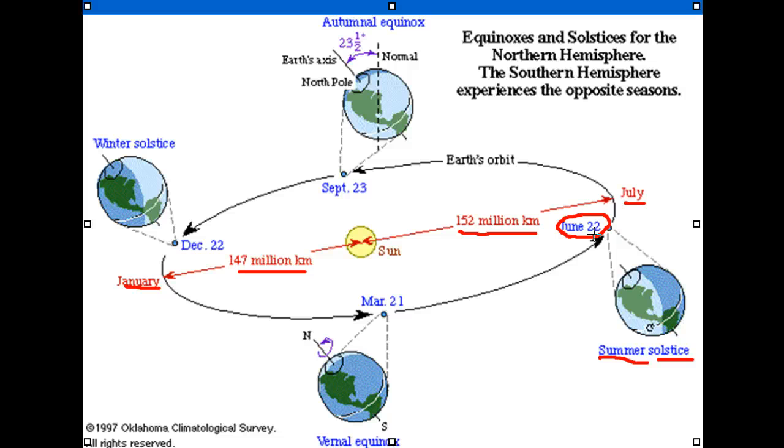Now, from that day on, meaning June 22nd, as the Earth travels around its orbit path, the days get progressively shorter and the nights get longer. Write that down.